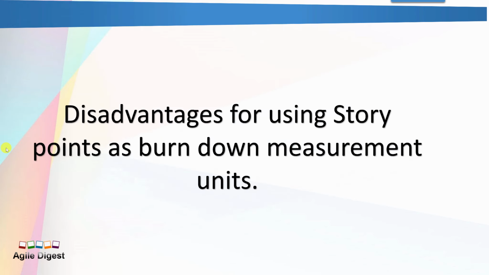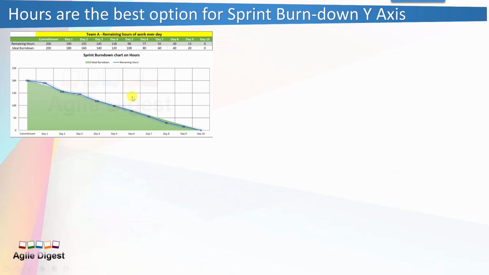Now finally we'll talk about why I don't prefer using story points as the y-axis, and what the disadvantages are. If you are working on a burndown in hours, you can see every day the ideal line, this green one, and your actual line, this blue one, going parallel to it in most cases, or rather most positive cases, with the actual line like this.